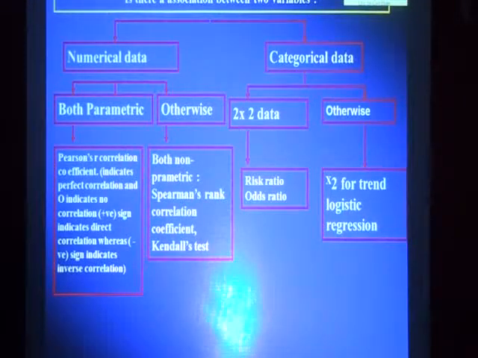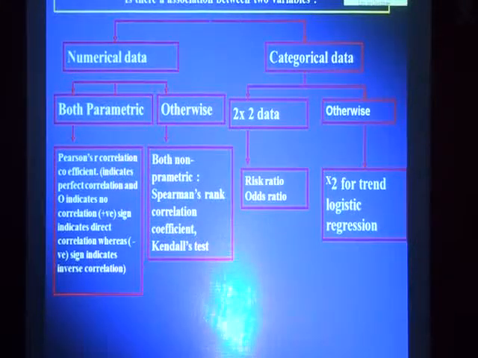R can be from -1 to +1. 0 is no association, but -1 and +1 both mean perfect association. The only difference is that one is a direct relation, the other an inverse relation. And if it is non-parametric, then use this test.